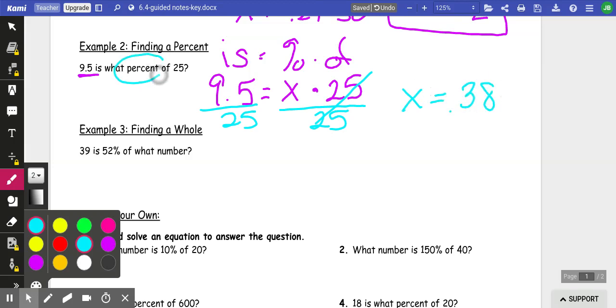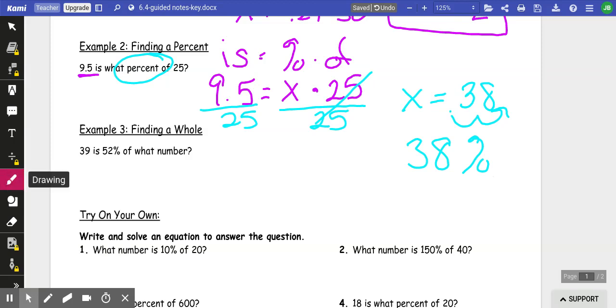But this time it says percent. I don't want just the 0.38, so I need to turn that into a percent. So I'm going to shift it over twice, and I'm going to get 38%. Okay, so let's look at our third example. It says 39 is 52% of what number?